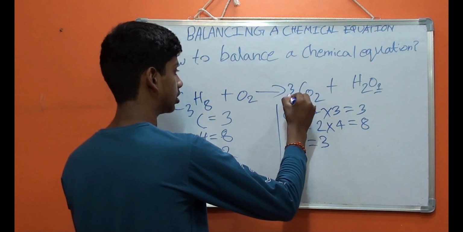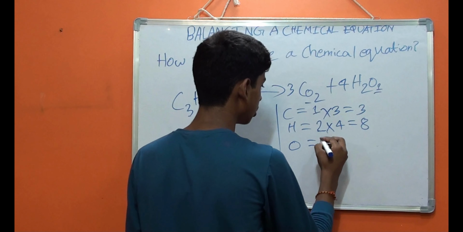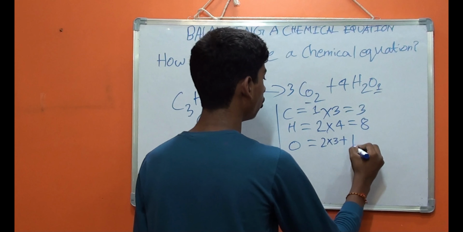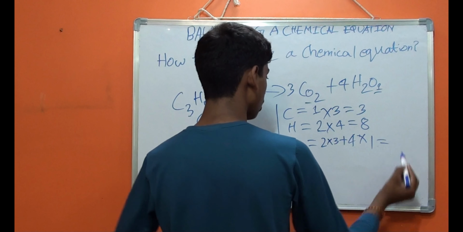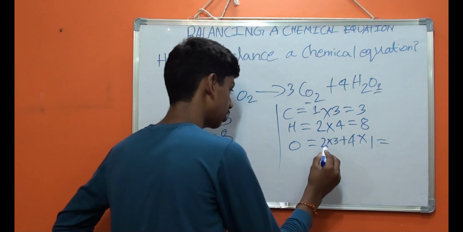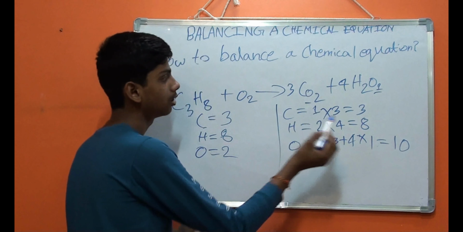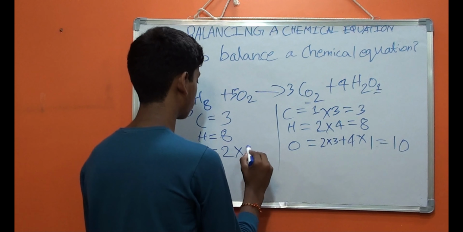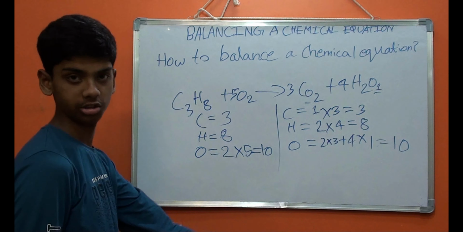So here into 3 and into 4. This 3 multiplies with the 2. 2 into 3 plus 4 into 1. Now if we simplify this, we will get 10. So to balance this, we write 5 over here. Now we have balanced this chemical equation.